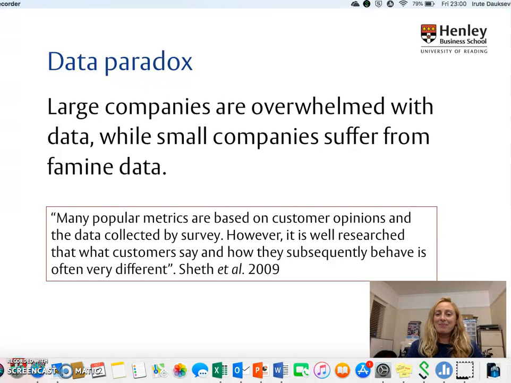Many popular metrics are based on customer opinions and data collected by survey. However, it's well researched that what customers say and how they subsequently behave is often very different. So again, rely on the data, but with a pinch of salt, and step back and think whether it is going to provide me with real insight. Don't be driven by the data; you need to be in charge and drive the data.